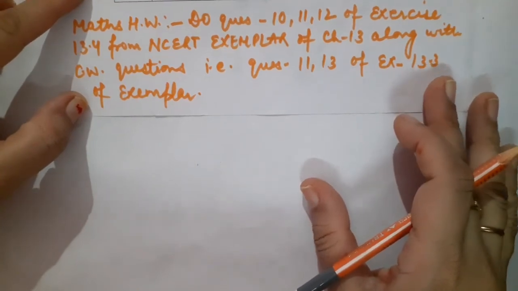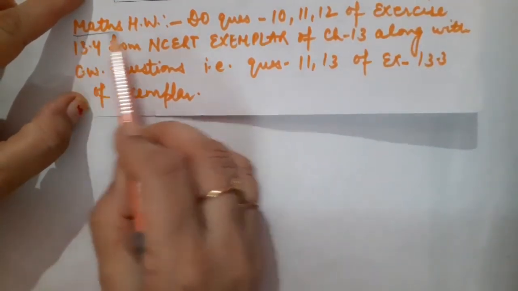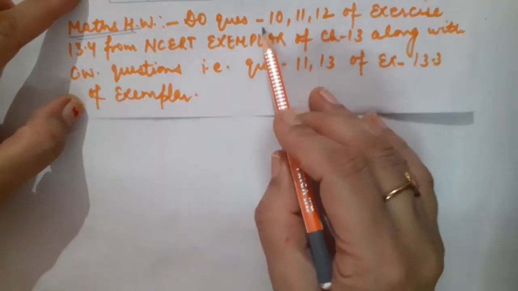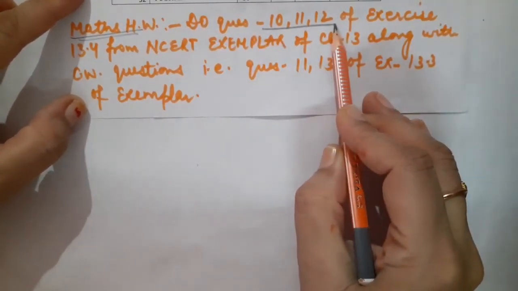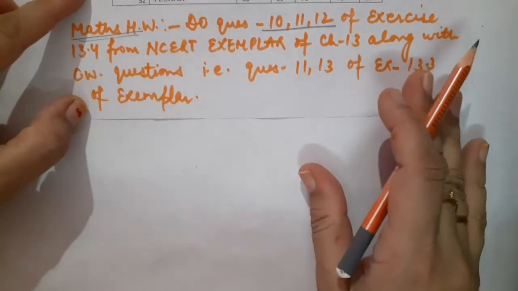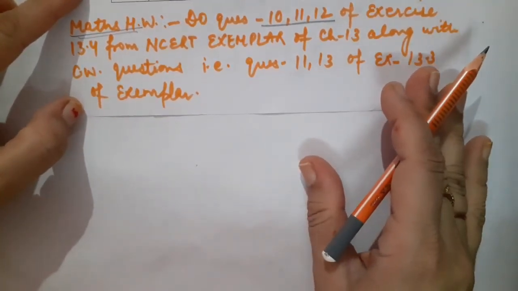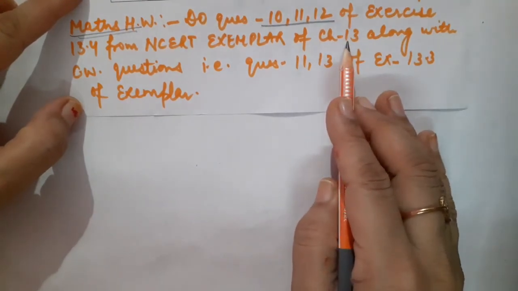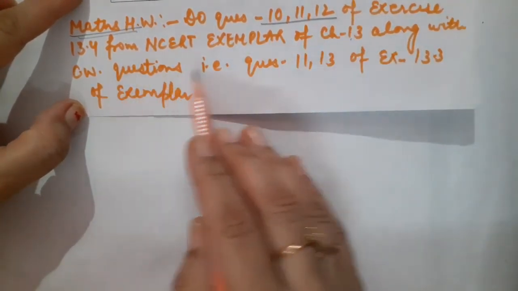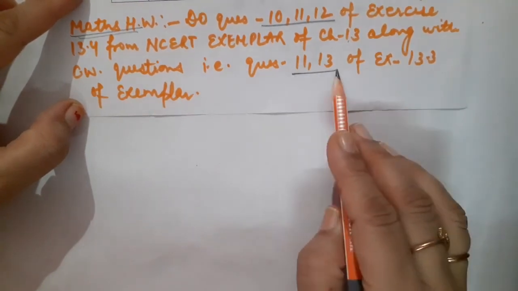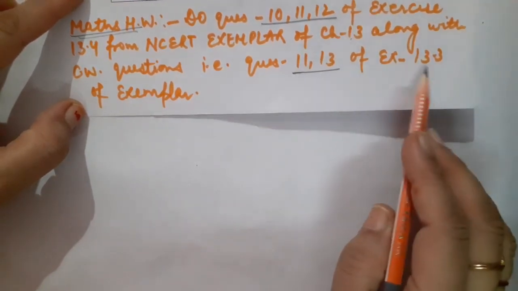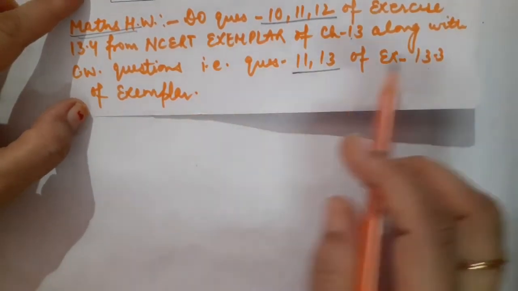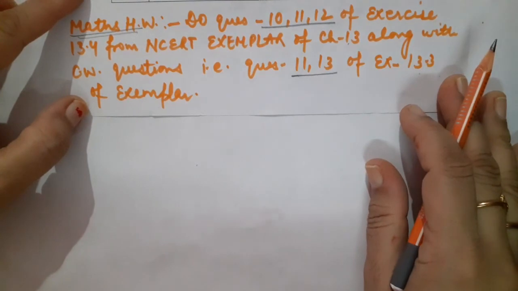Fine. Now you please get your mathematics homework. Homework is again from NCERT exemplar only. Do question number 10, 11 and 12 of exercise 13.4 from NCERT exemplar of chapter number 13, which is a combination of probability and statistics, along with the classwork questions, that is question number 11 and 13 of exercise 13.3 of chapter number 13 from exemplar itself. Correct? So children, that's it for the day.